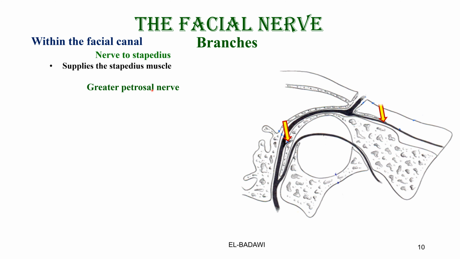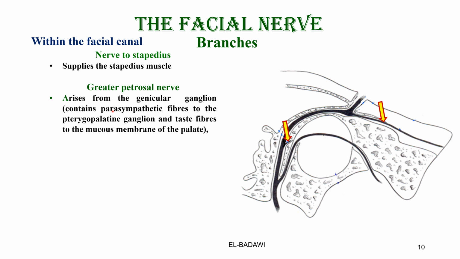Then the greater petrosal nerve, which comes from the geniculate ganglion. This nerve arises from the ganglion and carries parasympathetic fibers and taste fibers. The parasympathetic fibers go to the pterygopalatine ganglion, and the taste fibers come from the mucous membrane of the palate and the epiglottis. That is the greater petrosal nerve.